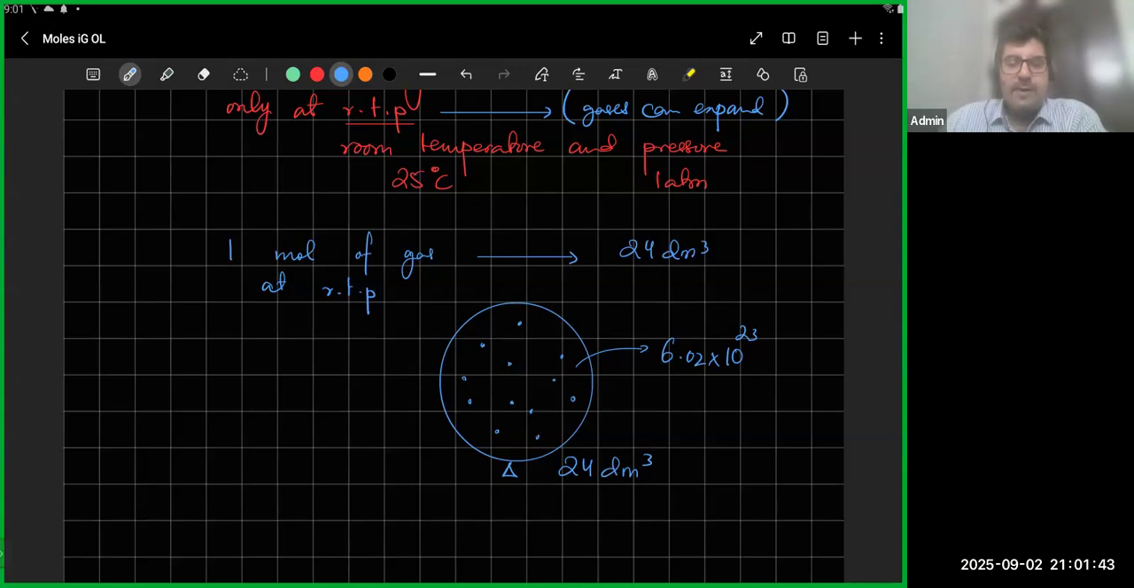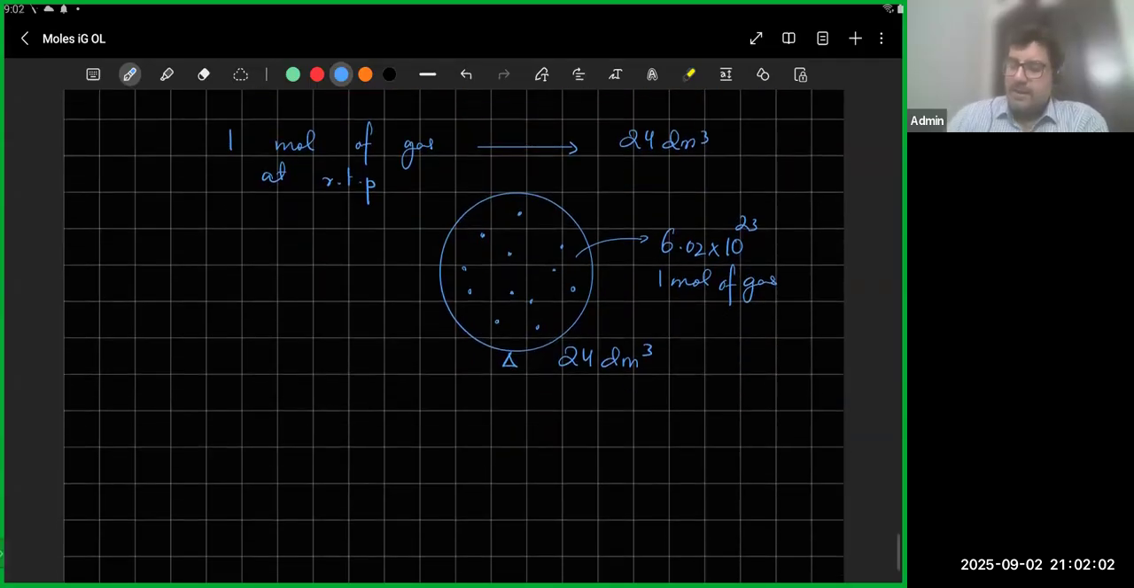So if you have 1 mole of gas, that's 6.02 times 10 power 23 particles. The volume that they're going to occupy at room temperature and pressure is going to be 24 decimeter cube. That's just the statement. That's the thing that you need to know.